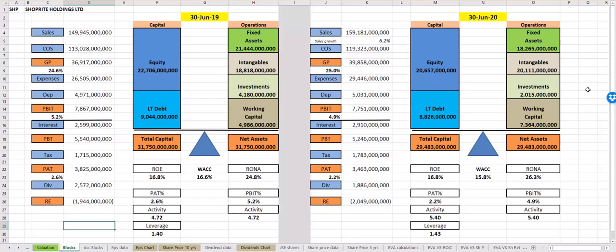So I've simplified this. It might not look like that on the surface, but it is a lot more simple. On the one side we have 2019 results, on the other side we have 2020, and I start off by simplifying the income statement so that we take out the technical jargon and terminology that the accountants use and use terminology that is far easier to understand. So simply in 2019, the sales for Shoprite was very close to 150 billion rand, and in 2020 we can see that that went up by 6.2% to 159 billion rand.